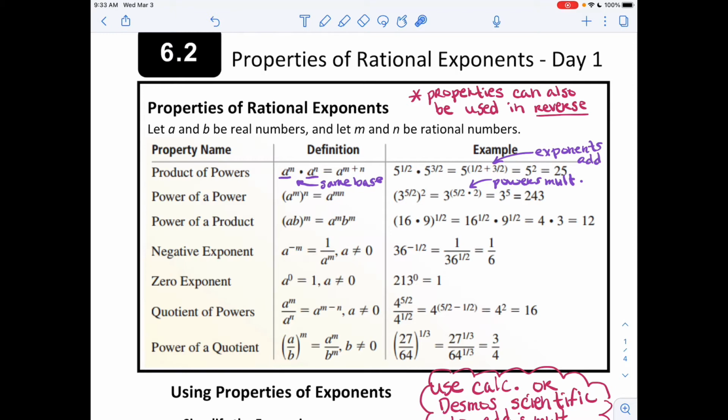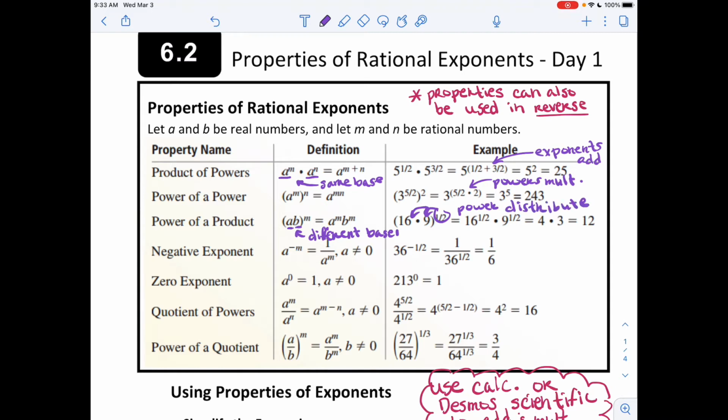Power of a product is when we have two things multiplied together, but they have different bases. So these are different bases, not the same base. And then we're taking that product and we are raising it to a power. And so what we can do is basically distribute that power to each of the bases. So in our example, we will take this 1/2 right here, and we will distribute it to the 9 and to the 16. So our powers distribute.